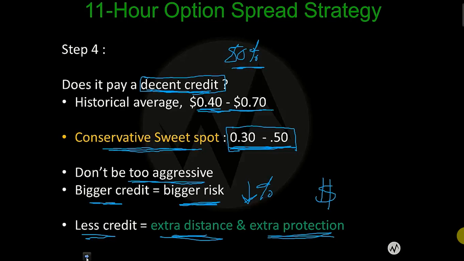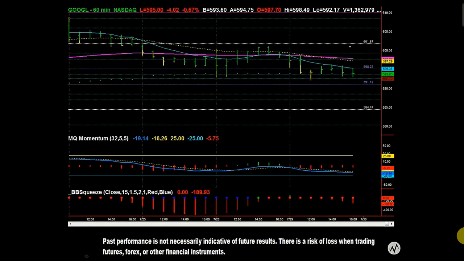Okay? All right, this is step 4. Does it get paid a decent credit? If you're just starting out, look for these numbers right here: 30 to 50. It's okay. It's better to be conservative. So right here, let's just say we have this short strike here. We can do the short strike here. We can do the short strike here.